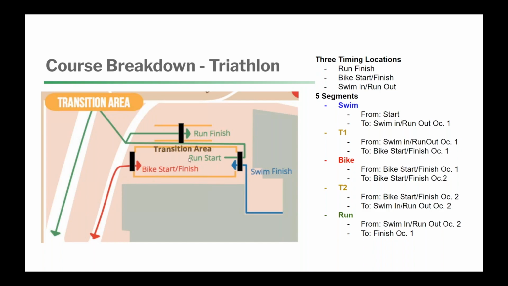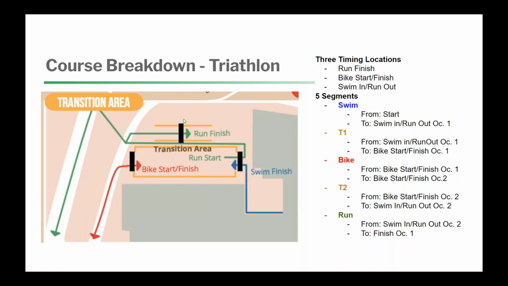Now, once they cross it, your time within transition is going to be pretty short. Again, it might be 20, 30 seconds before they go on run start. So their second occurrence, from occurrence 2 to occurrence 2, is their transition 2 time. And then their run starts at occurrence 2 here. Now, this mat did not go all the way across, so it did stop right here. So they go out and around to the bike course, and then they came onto the run course, and then they ran back. So the run was from occurrence 2 here to their finish at the finish line here.